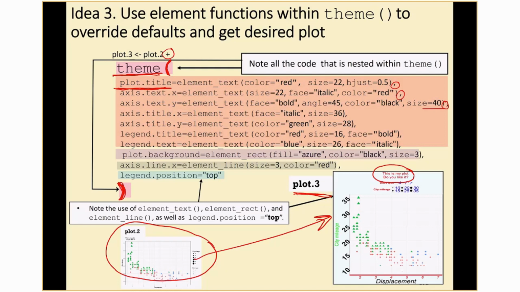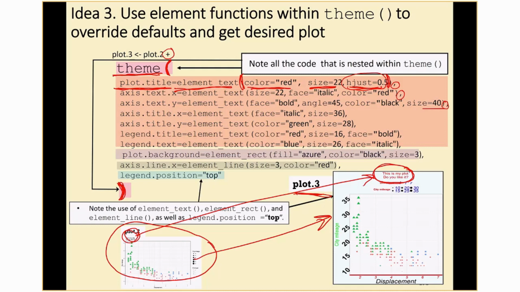And then we're going to use our function, the element text function. There's its beginning and its closed parenthesis. And inside that, we're going to make the adjustments we want to make. So we want to specify the color to be red, the size to be 22, and the horizontal justification to be 0.5. And you can see that it's red, and you can see that the justification has gone from being left justified. Now, because of this hjust, it is centered. Let's pick another element.